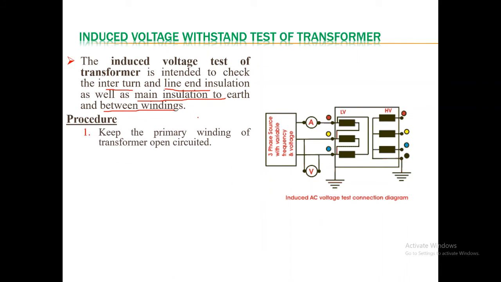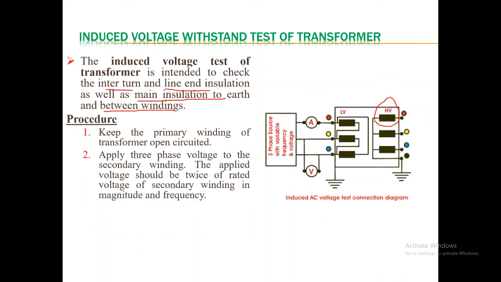First, keep the primary winding of the transformer open circuited, as you can see over here. The HV winding, that is the primary winding of the transformer, is kept open circuited. Then apply a 3-phase voltage to the secondary winding. The applied voltage should be twice the rated voltage of the secondary winding in magnitude and twice the frequency. Suppose the rated frequency for the transformer is 50 hertz, then the frequency at which you have to apply double voltage to the secondary is 100 hertz.